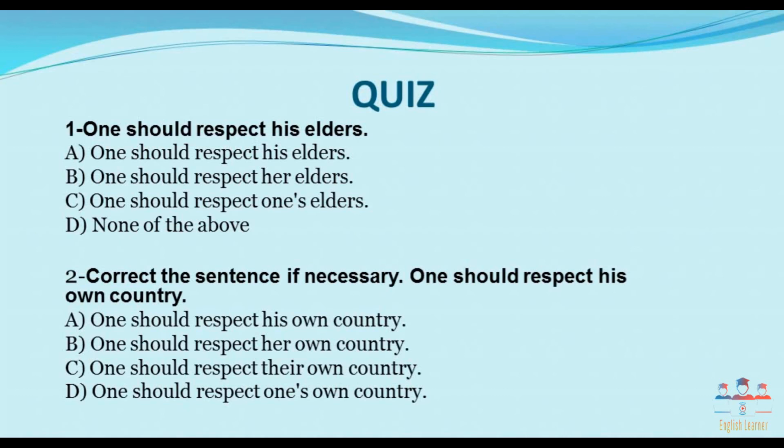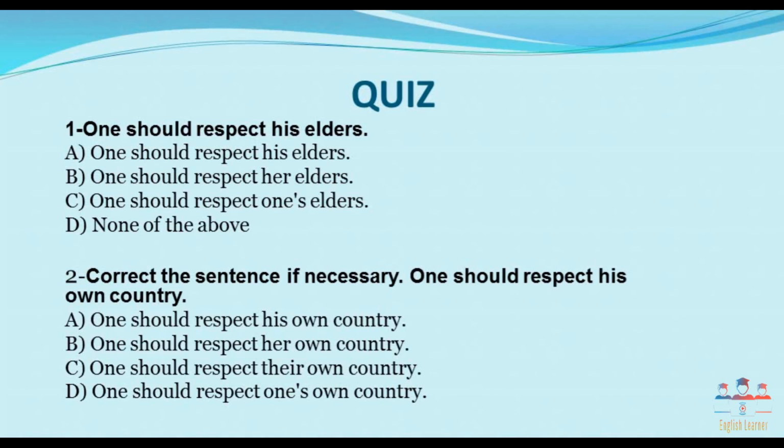at the options. A, "One should respect his elders." B, "One should respect her elders." C, "One should respect one's elders." D, none of the above. Number 2. Correct the sentence if necessary. "One should respect his own country."